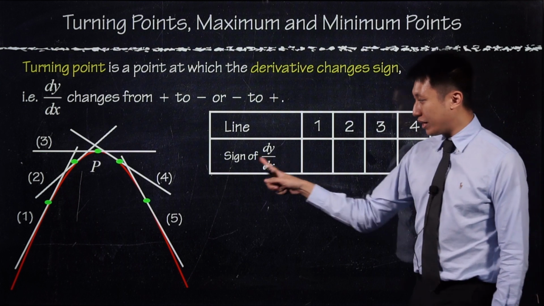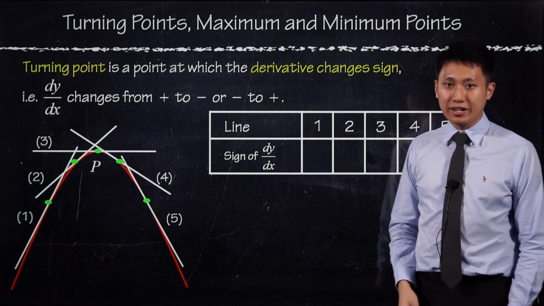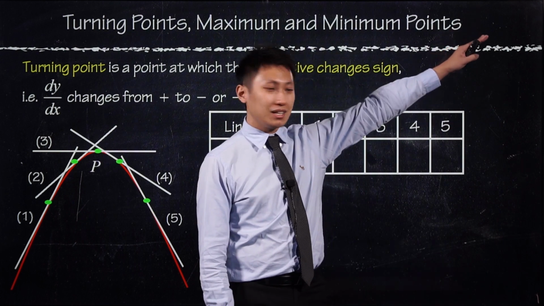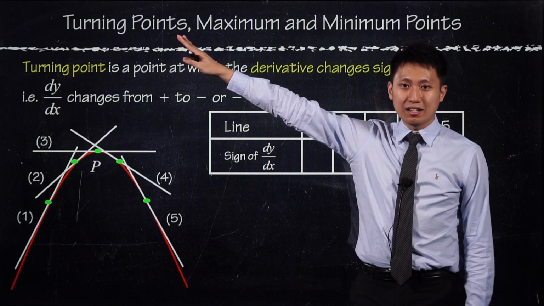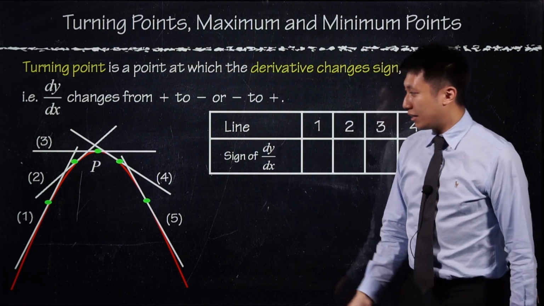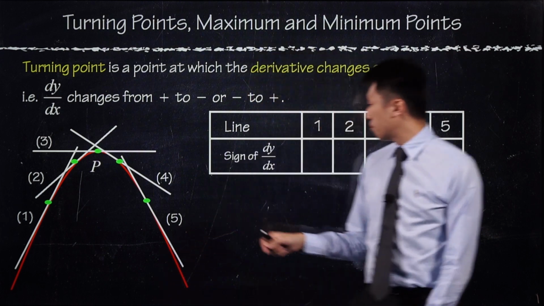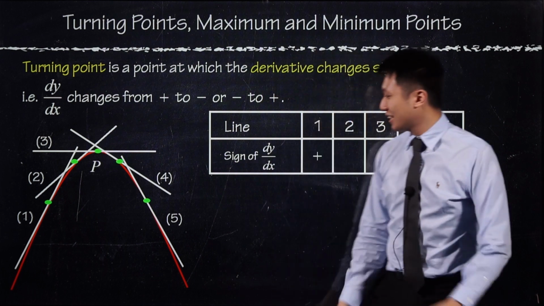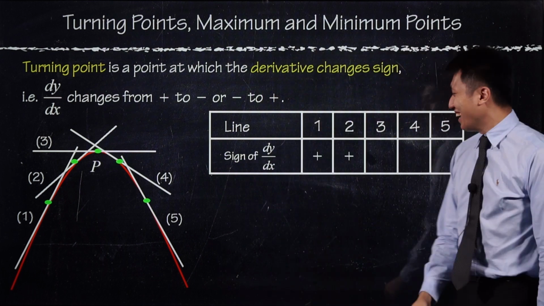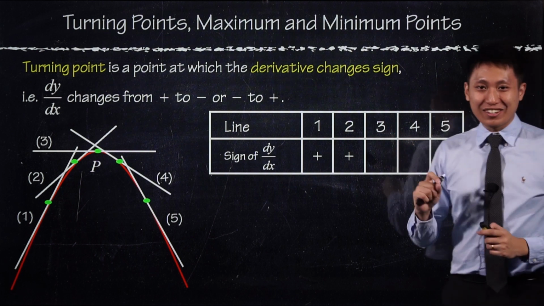Can you tell me the sign of dy/dx for the first line? Just now I told you, if the line looks like this one, then it's positive. If the line looks like this, then it's negative. So the first line looks like this one, so it's positive. The second line still looks like this, so it's positive. How about 3?